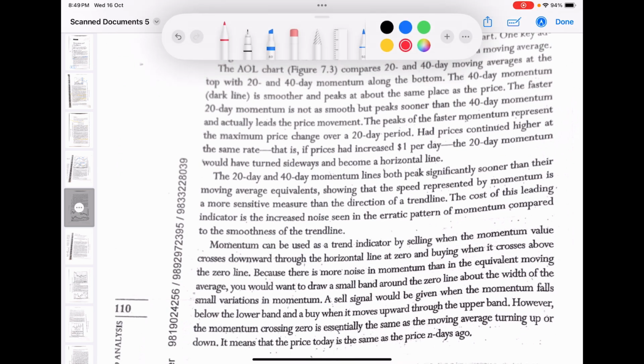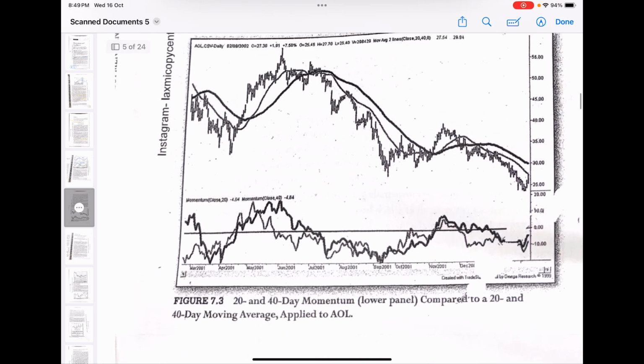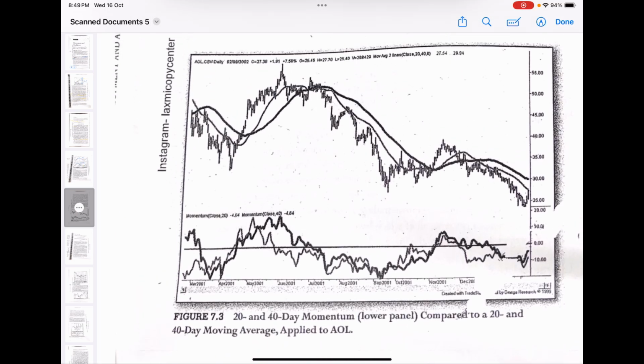We have a 20-day and a 40-day momentum along the bottom with the moving averages. The 40-day momentum is smoother and it peaks at about the same place as the price. Now why do you think that is so? Because the 40-day momentum is going to give you better signals compared to the 20, because 20 is a very small time frame and a faster momentum. So it can give you earlier signals, but it can also give you a lot of whipsaws or fake signals. Whereas the 40 moving average and the 40 momentum indicator will give you more legitimate signals.